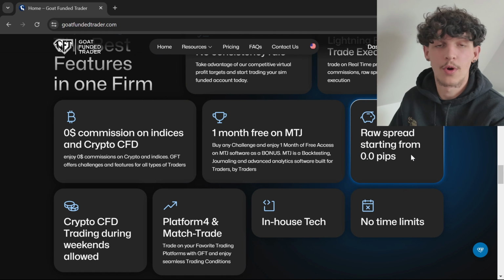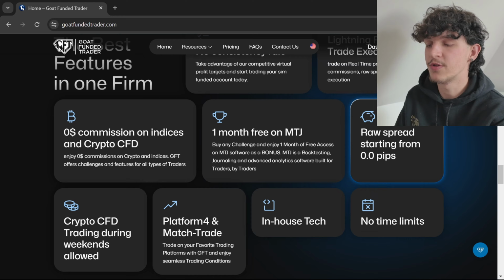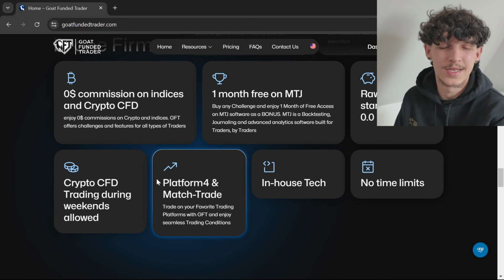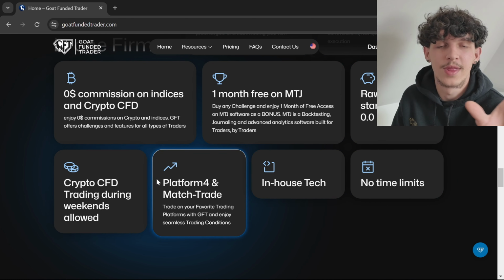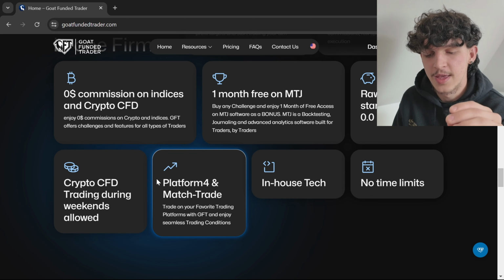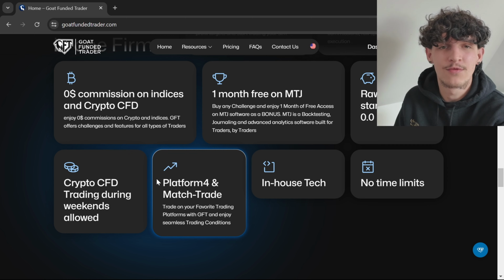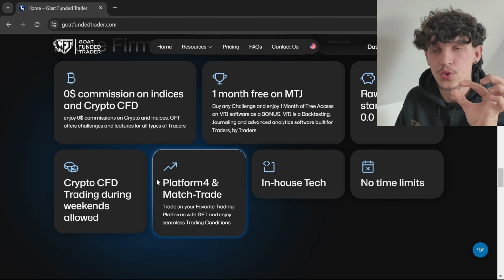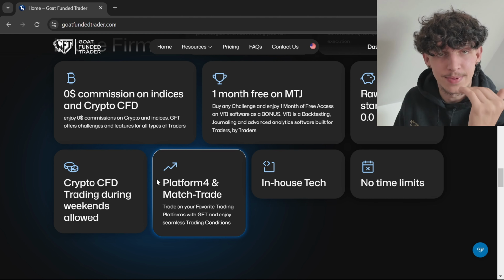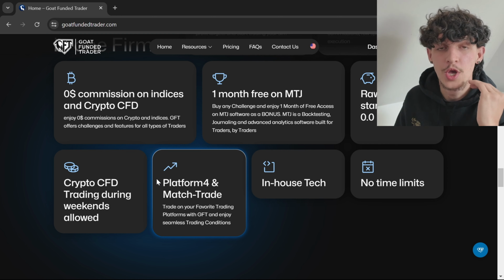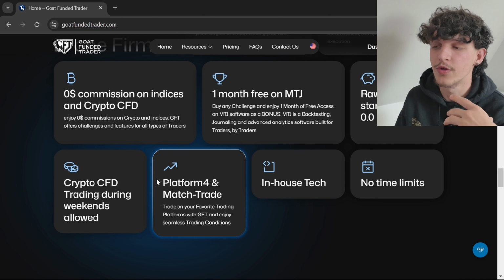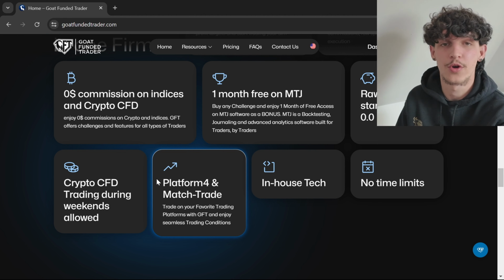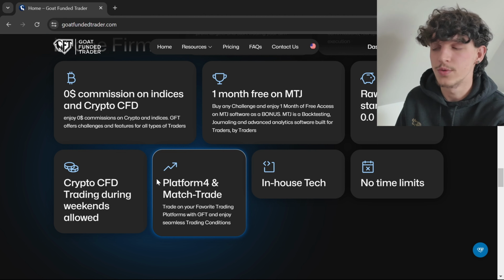Raw spreads starting from 0.0 pips, which is absolutely amazing. The spreads are genuinely very good, very competitive. I'm not going to say that they're ridiculous. I traded on Maven recently. I traded on E8 recently. The spreads are quite wide. I traded on GFT and GFT's spreads are quite short. So if you are looking to get a position in EUR/USD, for example, you will get filled at a decent price. Whereas on these other prop firms, sometimes their servers are not as good. They don't have as good fills and all these types of things.